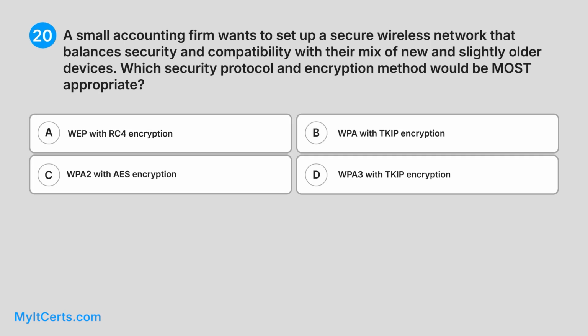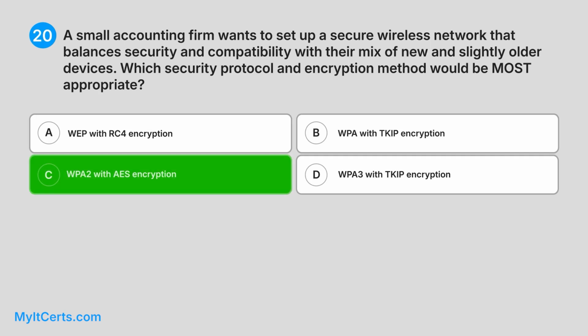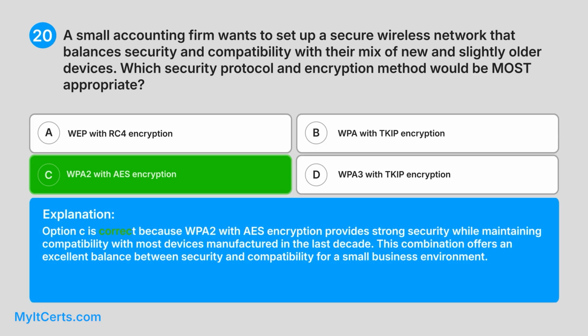Correct answer. C. WPA2 with AES encryption. Explanation. Option C is correct because WPA2 with AES encryption provides strong security while maintaining compatibility with most devices manufactured in the last decade. This combination offers an excellent balance between security and compatibility for a small business environment.